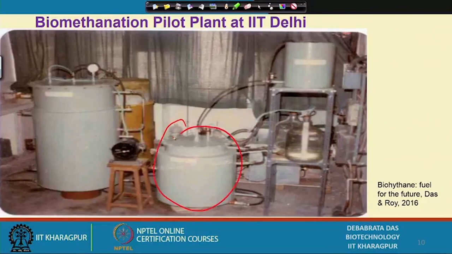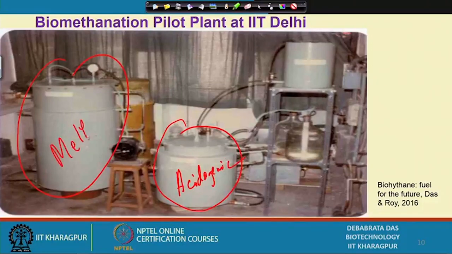This is the acidogenic reactor and this is the methanogenic reactor. With the help of a pump, we take the distillery effluent here and pass it through the solid matrix inside, trickling down, and in the process it is converted to organic acid. Then with the help of another pump, we pump this here, and the acid is converted to methane and carbon dioxide. This is the gas collector where we collect the gas.